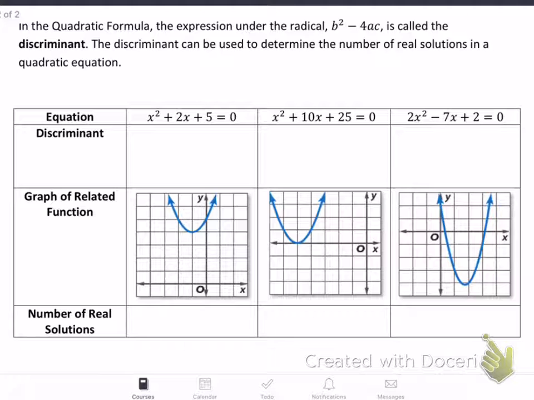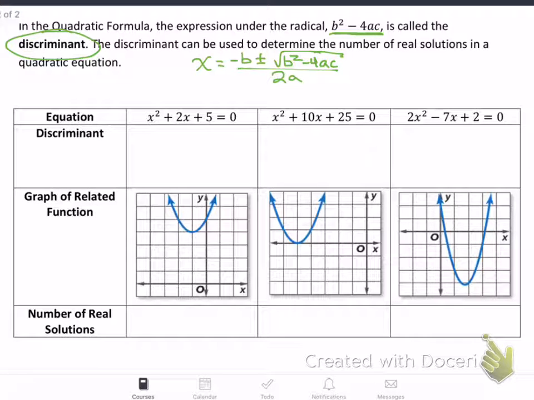Now, something related to the quadratic formula, there's something called a discriminant. The discriminant is the expression under the radical, so b squared minus 4ac. So if you remember the formula, opposite of b plus or minus the square root of b squared minus 4ac, that part right there is called the discriminant. And what that discriminant tells us is it can be used to determine how many real solutions a quadratic equation has. So the options are 0 solutions, 1 real solution, or 2 solutions.